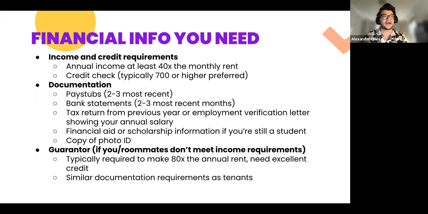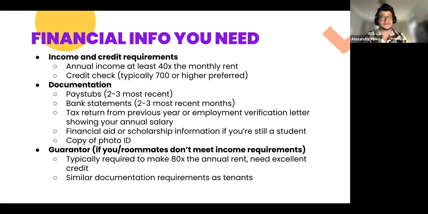So for example, if you're a graduate student and you're planning on using your graduate student loans to pay for an apartment, you'll want to be able to show, okay, this is the total amount in aid that I was offered. Here's my bill. Here's what's left over that I can use for housing. And then usually you'll need a copy of your photo ID. These are, again, the typical requirements. Some landlords may ask for more, some landlords may ask for less.